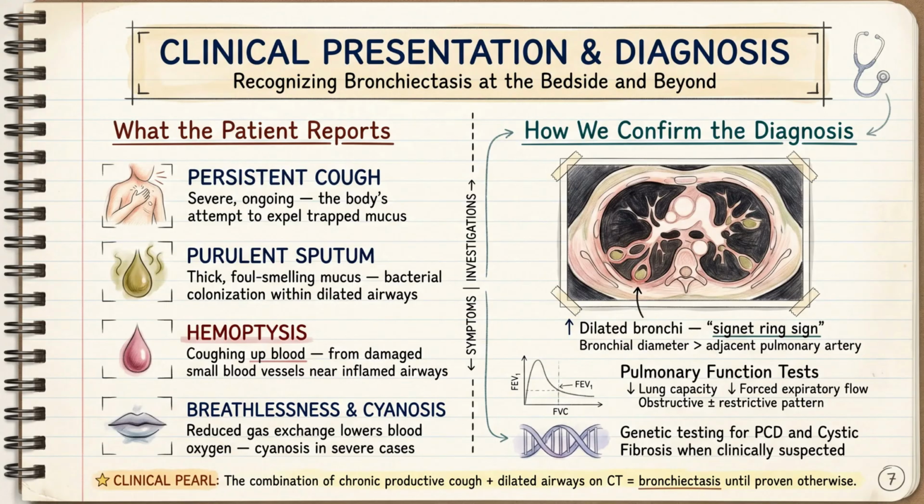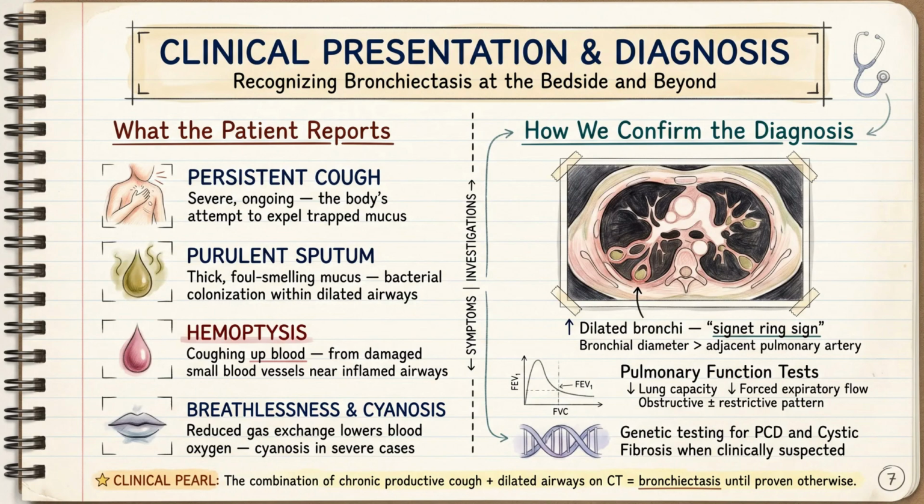Third, haemoptysis. Coughing up blood. This occurs when small blood vessels adjacent to the inflamed airways are damaged. In bronchiectasis, haemoptysis is common and in severe cases can be significant. Fourth, breathlessness and cyanosis. As gas exchange falls and blood oxygen drops, the patient becomes breathless. In severe or advanced disease, cyanosis.